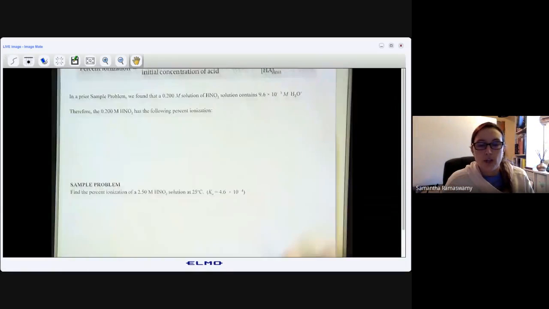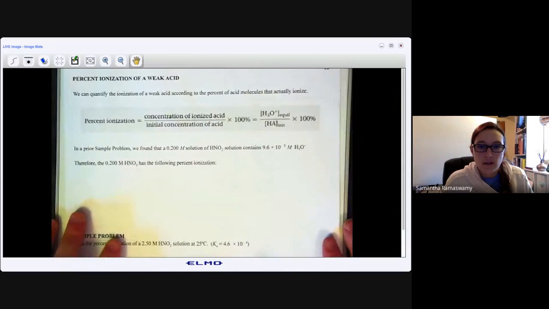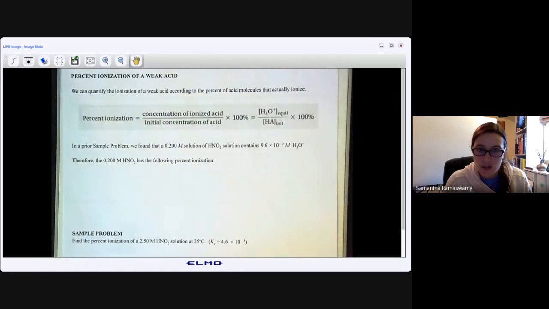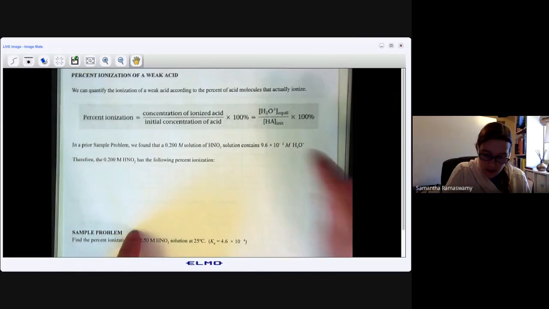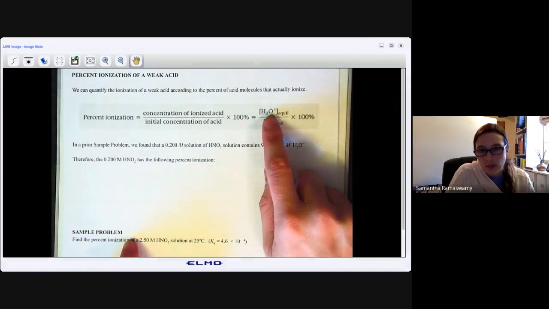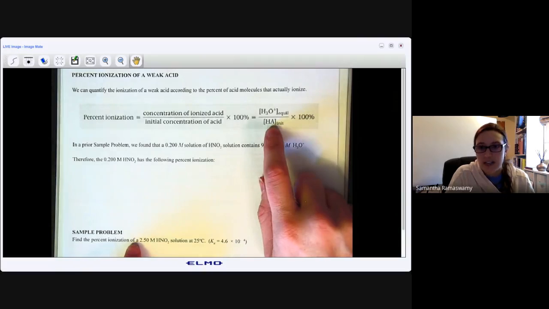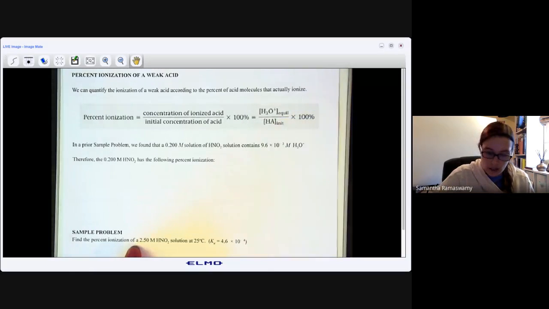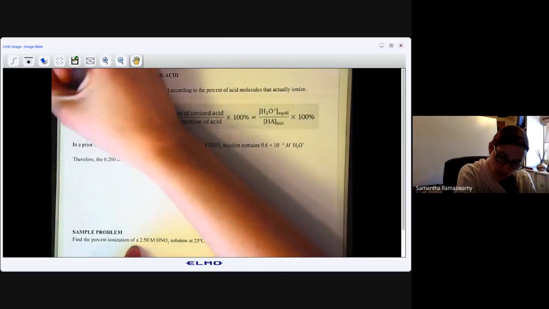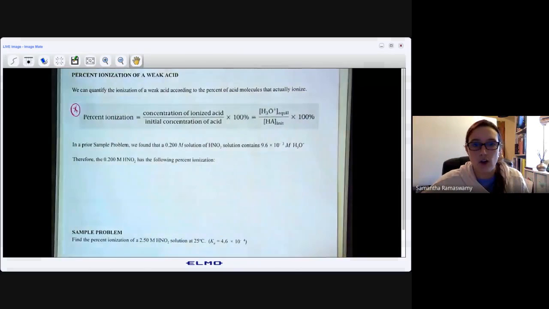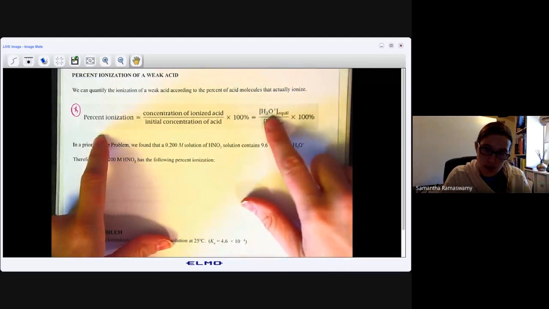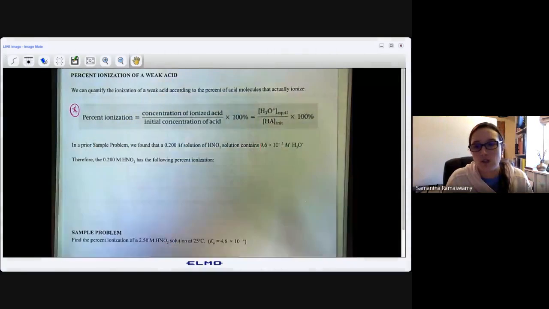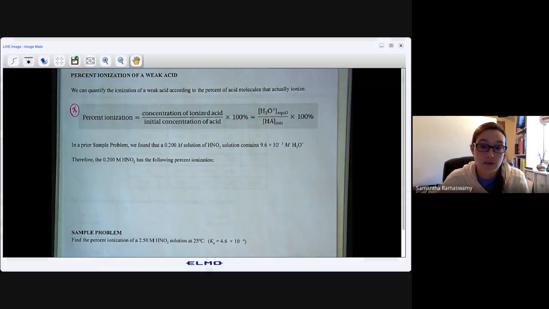So percent ionization, we're going to focus on the percent ionization of an acid. We just talked about what percent ionization is, but essentially we're looking at how many ions we have at equilibrium versus how much acid we started with. This equation is not on the equation sheet, but you need to know percent ionization. Please make sure you know it. Percent ionization is the H plus concentration at equilibrium divided by the initial concentration of the acid times 100.